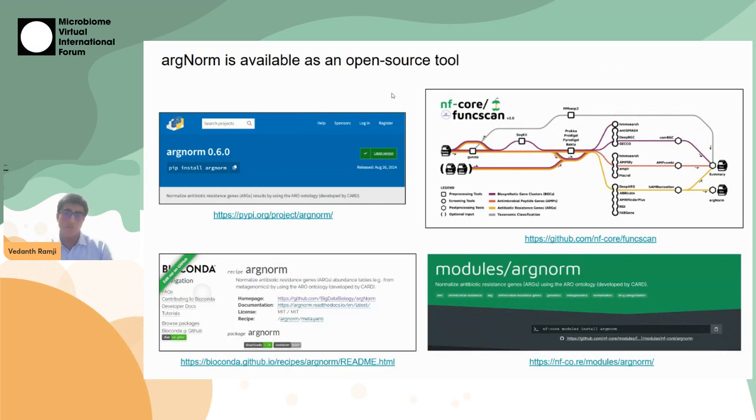argNorm is a completely open source tool. We've created a Python package for argNorm. We have a bioconda recipe for easy integration in conda environments. We've created a Nextflow module for argNorm for easy integration in bioinformatics workflows. And argNorm is also part of the FuncScan pipeline to analyze genomes and metagenomes.